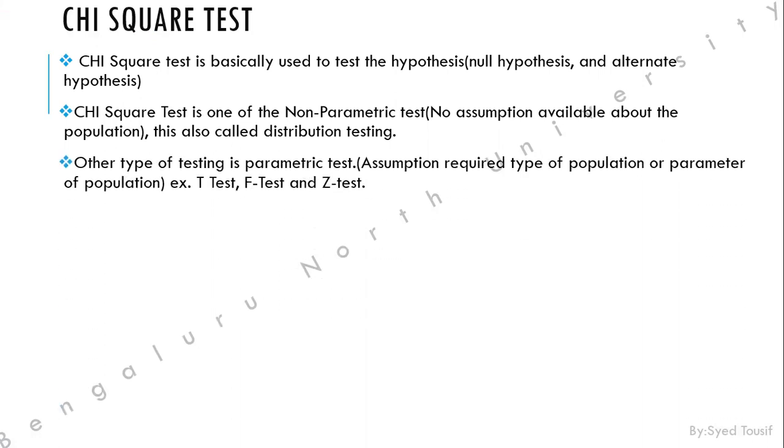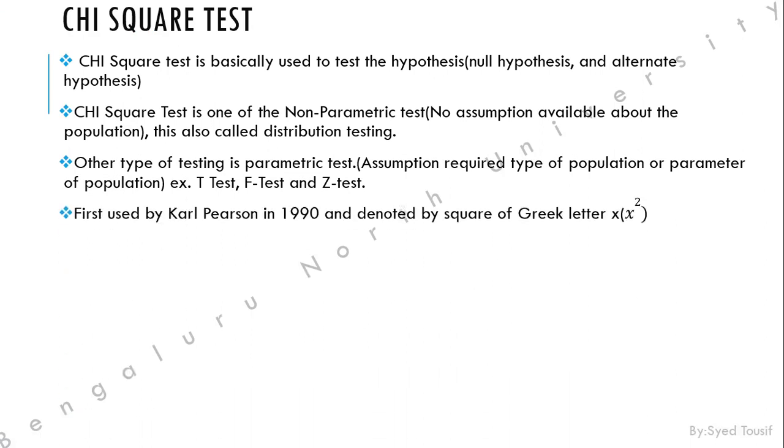The other type of testing is parametric. If one is non-parametric, then the other is the parametric test. A parametric test requires assumptions related to the population or the parameters of the population. For example, in the t-test we assumed 20 months is the mean value. This is our assumption, and then we test what is observed. We have already done the t-test, which is a parametric test. So now we are checking the chi-square test, one of the non-parametric tests.